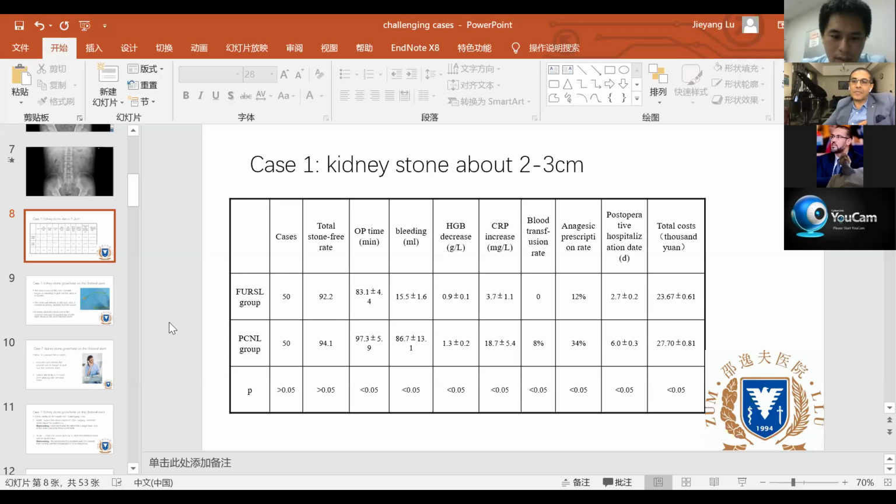Because it reduces retropulsion even better than the Moses technology, keeping the stone close to the laser, and the fragmentation and dusting can be faster and more efficient. But I believe we still need more evidence to support this initial information and to say which is better and if it will stay longer or not. Yes. Any more questions?